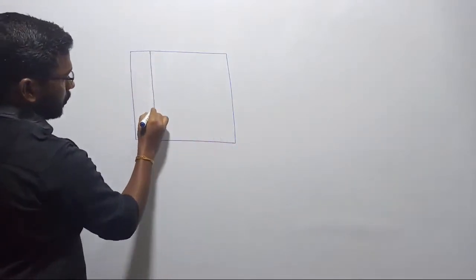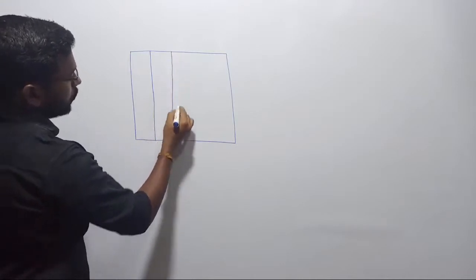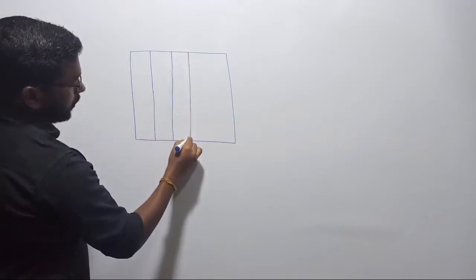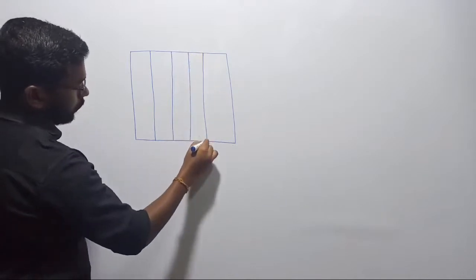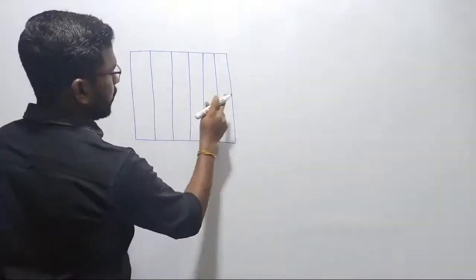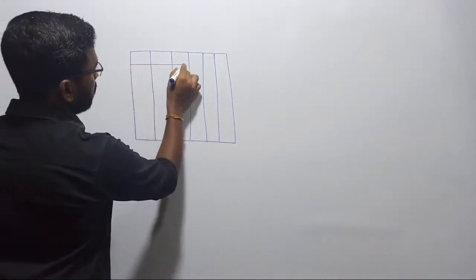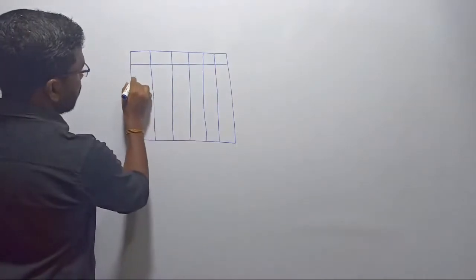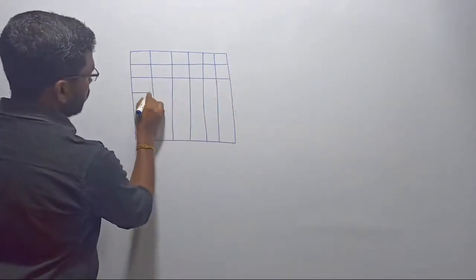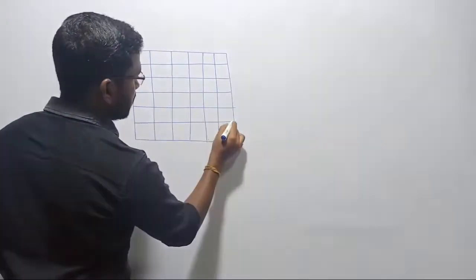Let me consider 1, 2, 3, 4, 5, 1, 2, 3. Yeah, that's enough. So 7 lines. Similarly here, 1, 2, 3. Okay, 1, 2. That's enough.